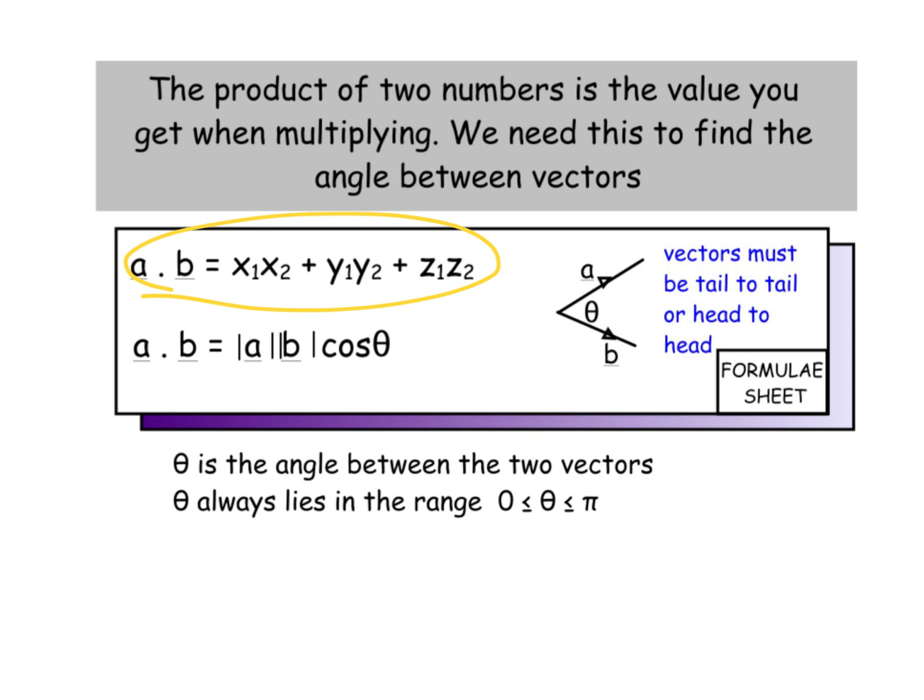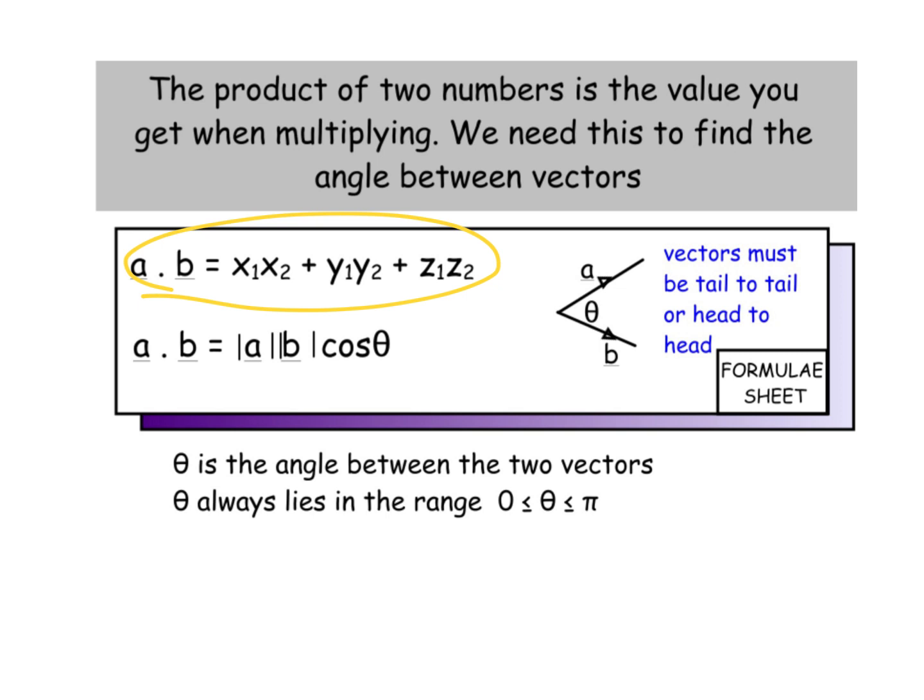So it's all about multiplying, and you need to be able to do this to find the angle between two vectors, which is the next lesson. So just a little reminder, this Greek letter is theta. It stands for the angle between the two vectors. Theta will always lie in the range of 0 to pi, which is 0 to 180.